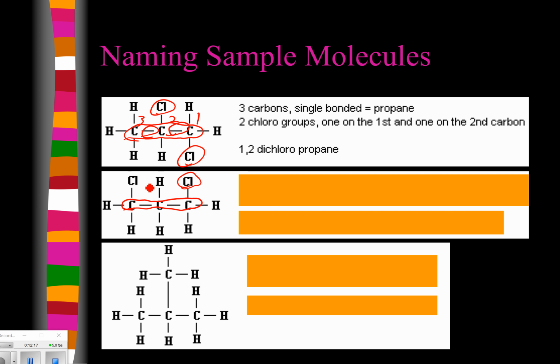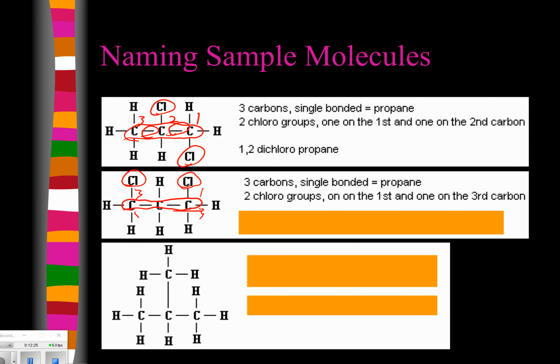The next example, also a propane chain. But we have 2 chlorines, in this case on the first and the third, and it doesn't matter which direction you number that, it's going to be the same either way. Those 2 chloro groups we'll call dichloro, and it's on the first and third, so this would be 1,3-dichloropropane.